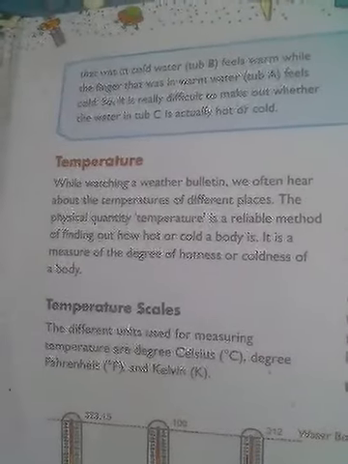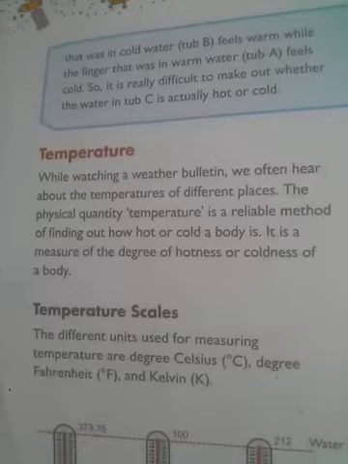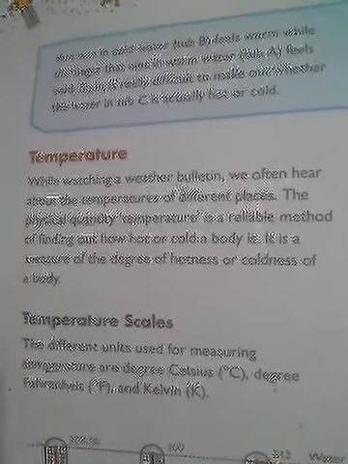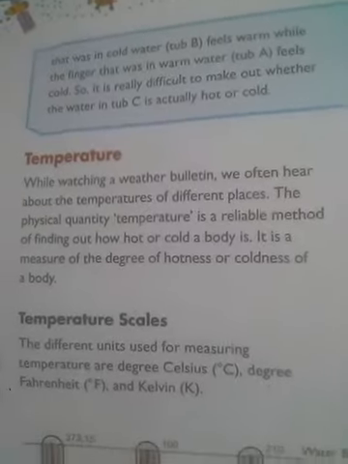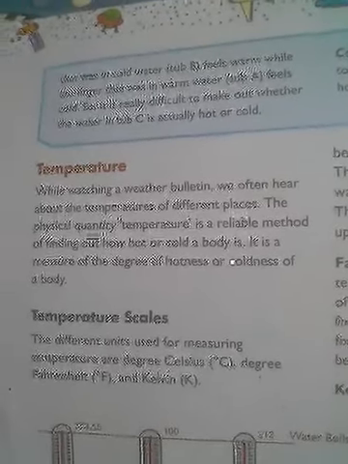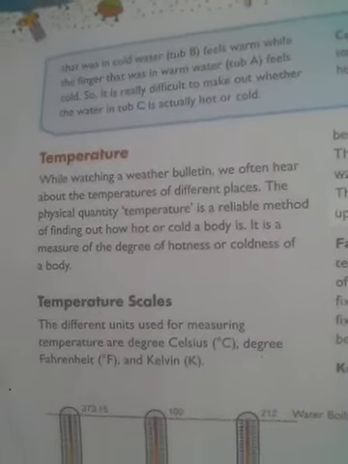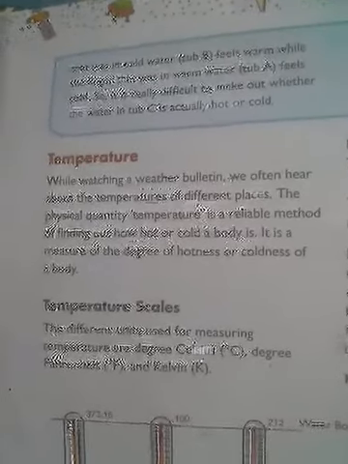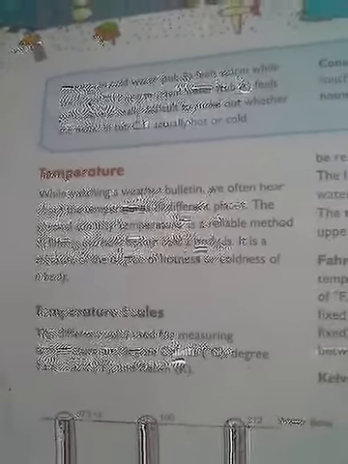As it's given here, the physical quantity temperature is a reliable method of finding out how cold or hot a body is. It is the measure of degree of hotness or coldness. It has numerical values with the help of which we might know, yes, this thing is hot, this thing is cold. We'll try to see how that calculation works out and what its importance is.